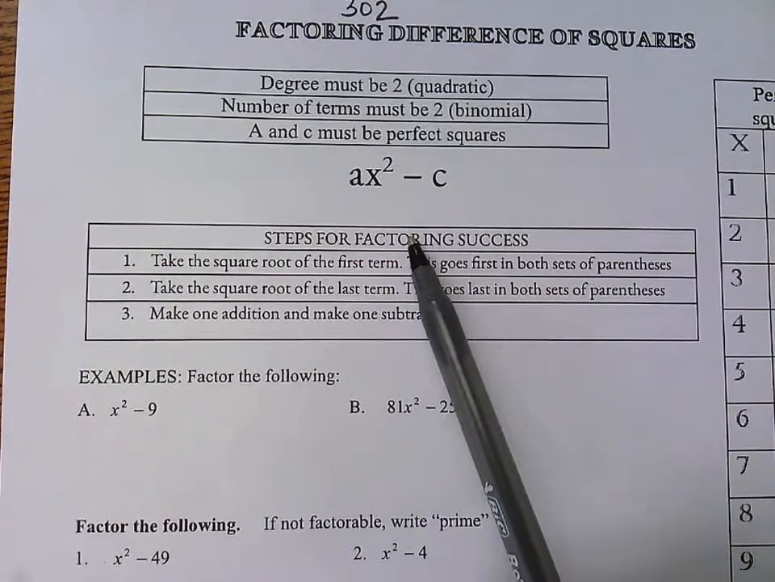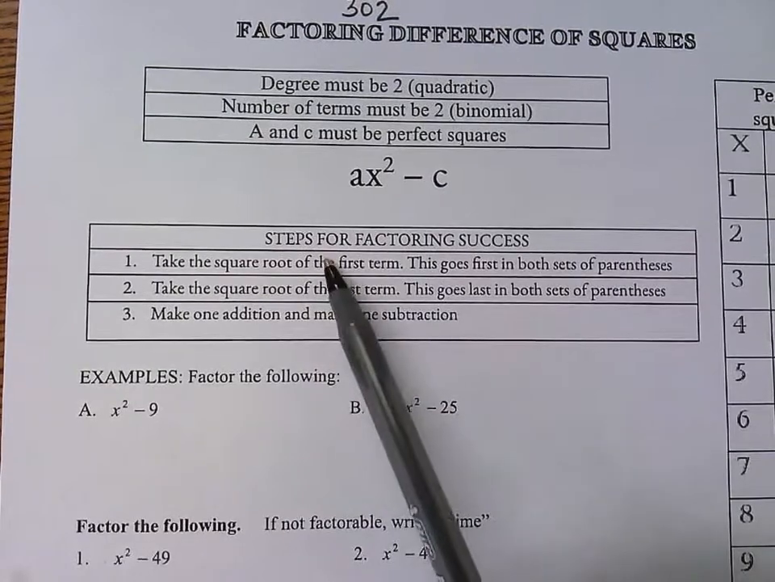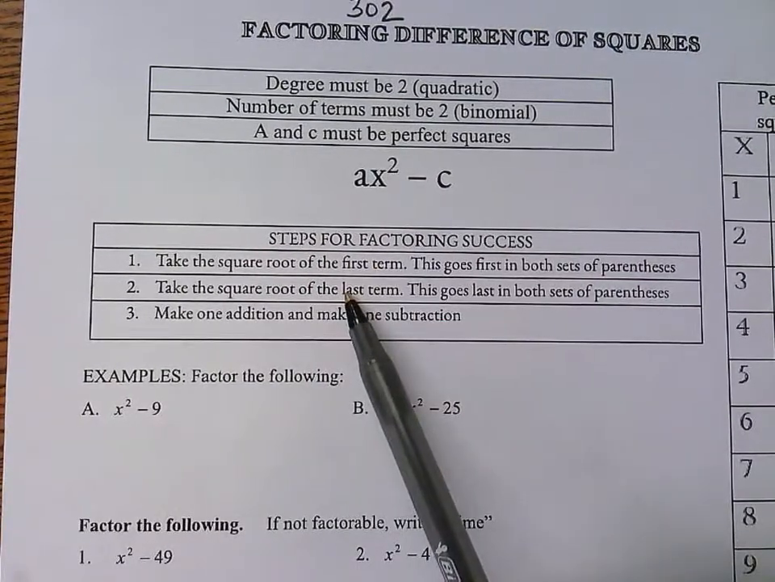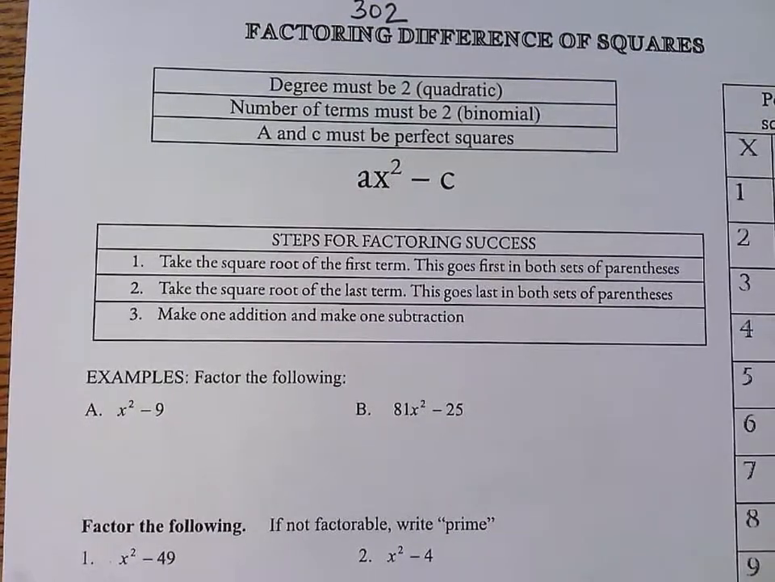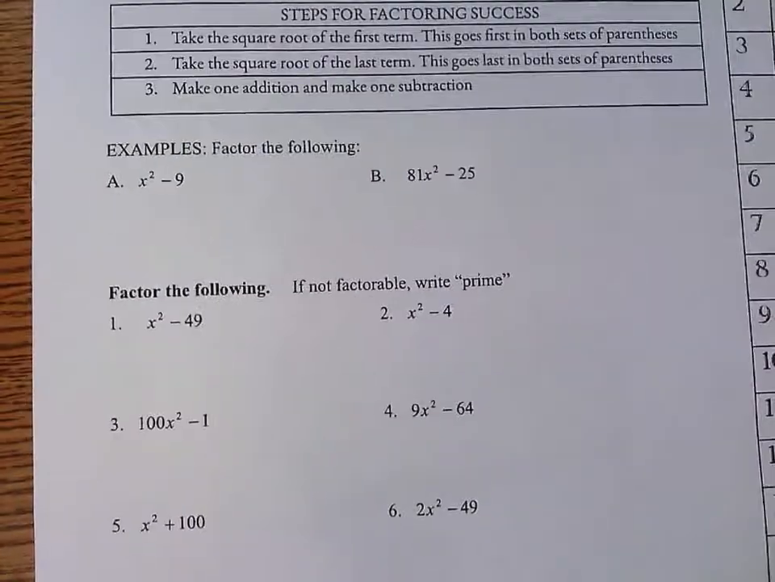So the steps are, you're going to take the square root of the first term, take the square root of the last term, and basically one becomes addition and one becomes subtraction. So what you do, here are my couple examples.